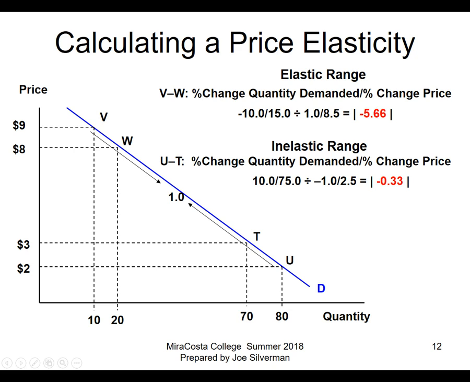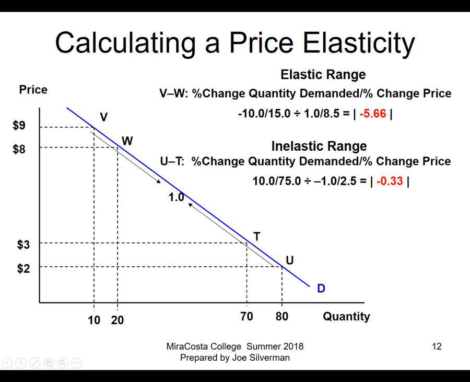If we were to go about calculating the price elasticity of demand between V and W using the midpoint formula, we would come up with the absolute value of negative 5.66. If we were to then make that same calculation, in other words, the price elasticity of demand using the midpoint formula, this time between T and U, we'd come out with a calculation that's the absolute value of negative 0.33. These are very, very different numbers, and one is what we call inelastic. This number over here, inelastic, meaning that its absolute value is between 0 and 1. And the other one is elastic, meaning that its absolute value is something greater than 1.